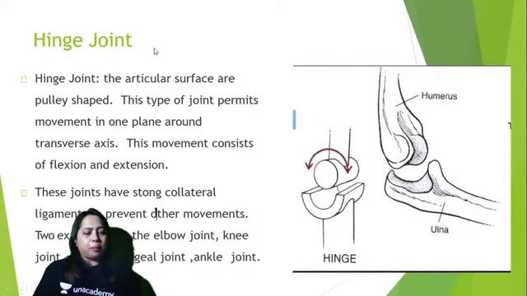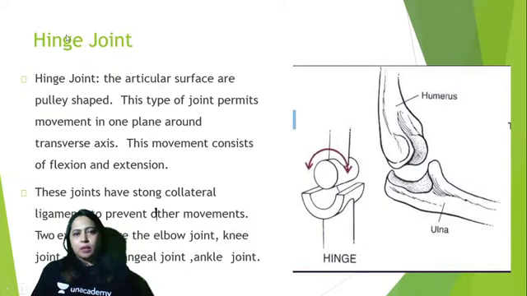Next one is hinge type of joint. When we say hinge, the name itself should give you a hint. Okay, hinge is again door, hinges of the door, you should remember. Hinges of the door can give you two movements. One is flexion, another one is extension, just like open and close. Okay, so this type of joint permits one type of movement.